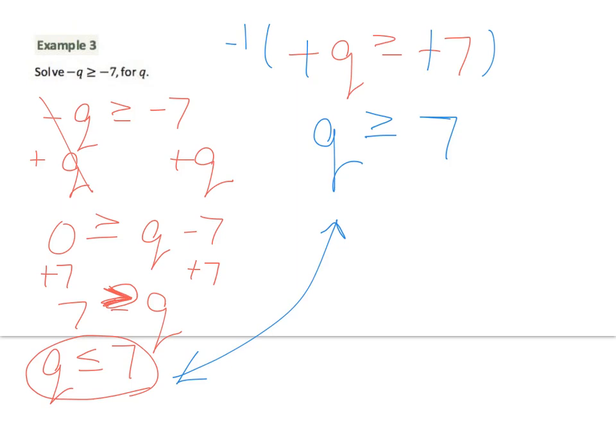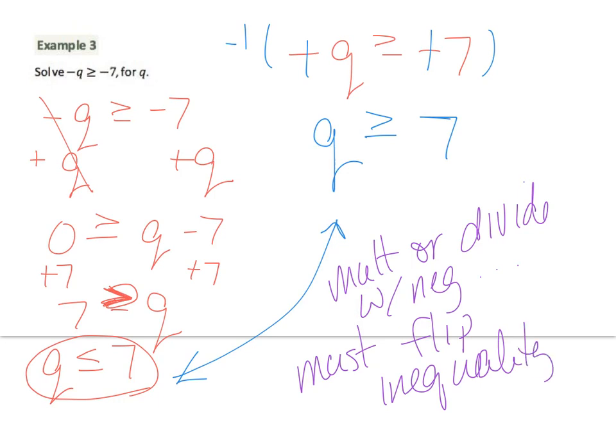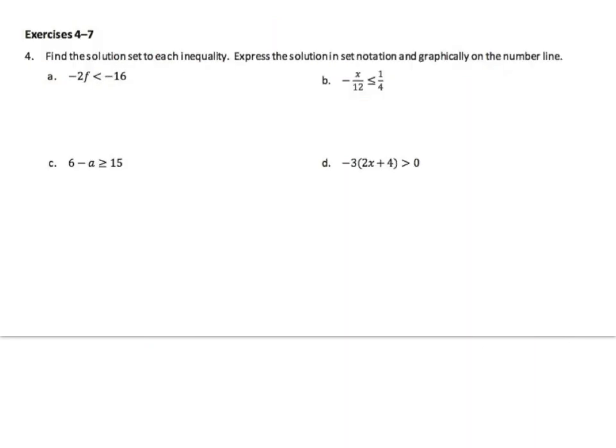There is a very, very special rule that says if you multiply or divide with a negative number, you must flip your inequality. You must flip it over. So right here, if I multiply through by a negative 1, I have to flip my inequality. That's how we make these equal, not unequal. All right, find the solution to each inequality. For this first one, I'm going to divide by negative 2. I said if we do that, we have to flip our inequality.